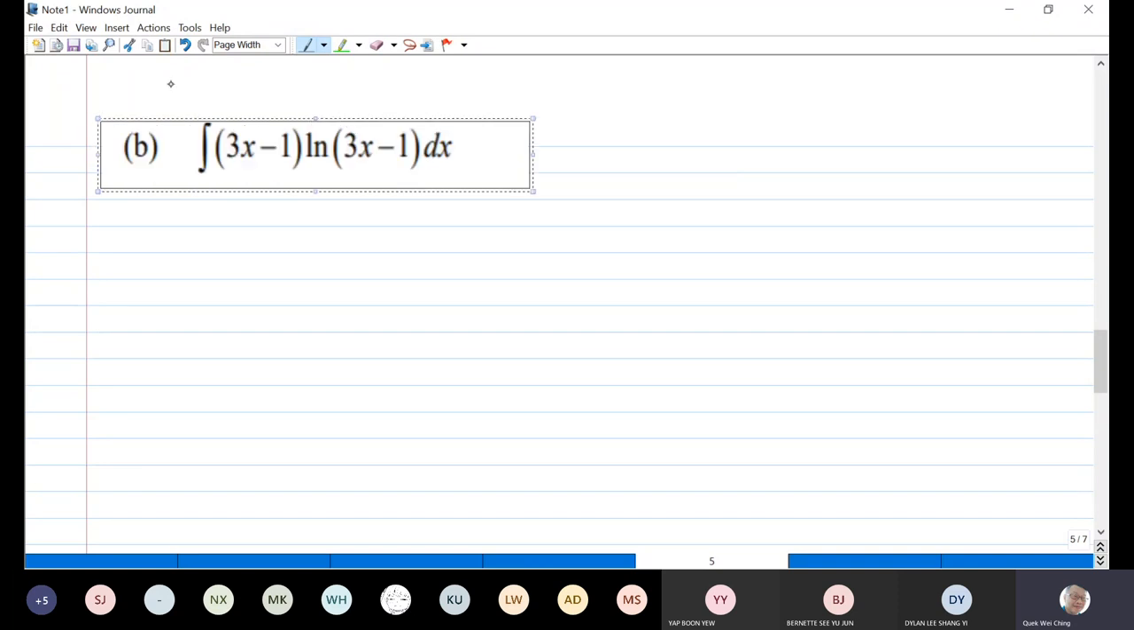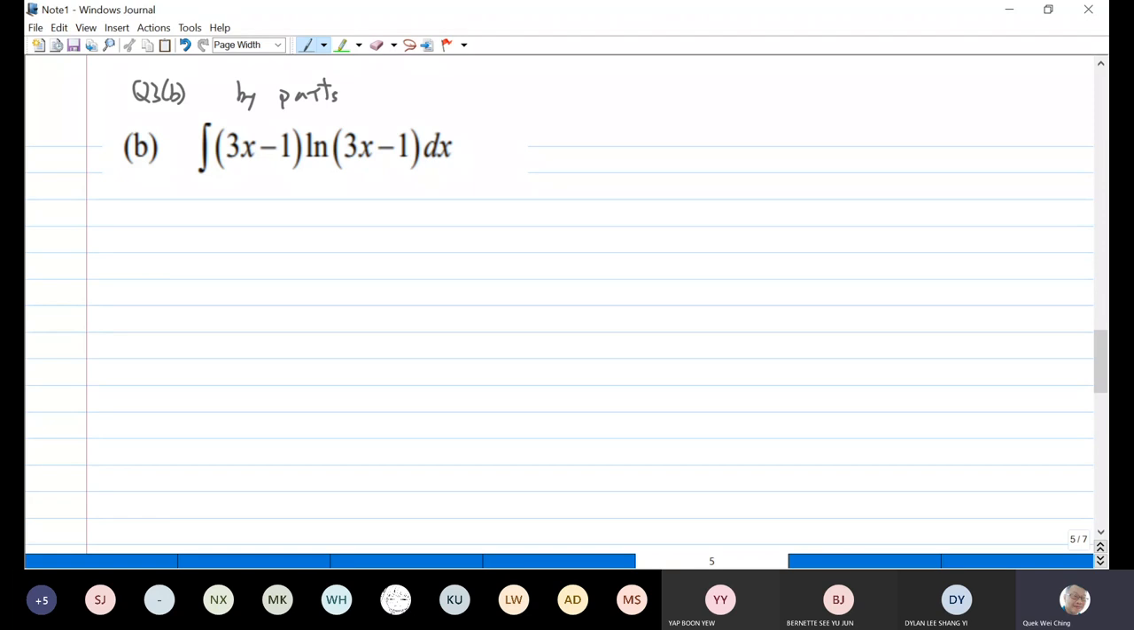This one is another hard question. It's by parts. How to do this? This is question 3B now. Question 3B, by parts. You must use integration by parts now. So how do you use by parts?